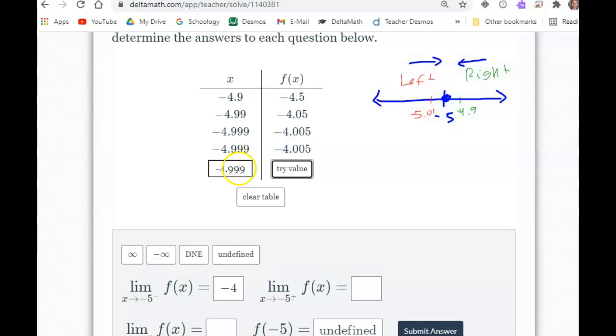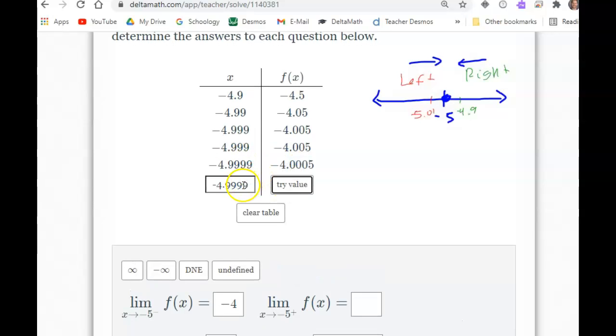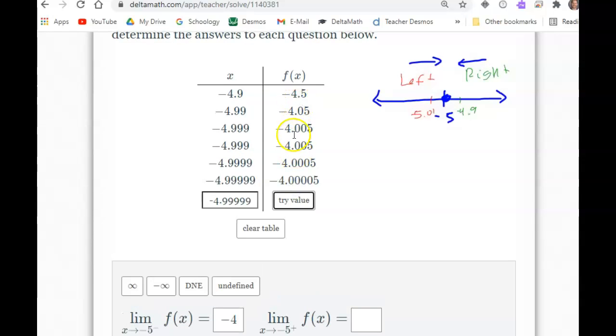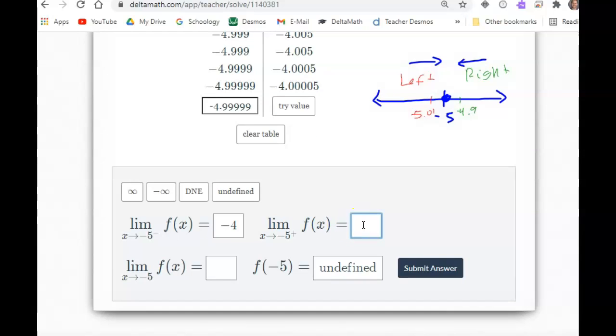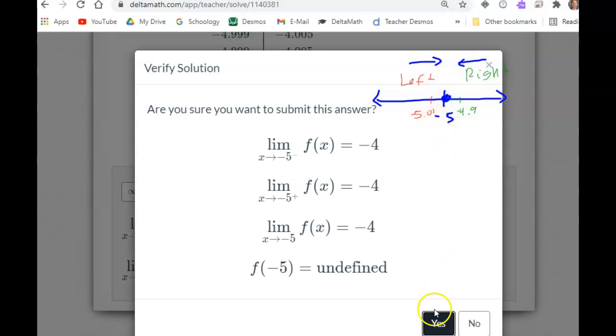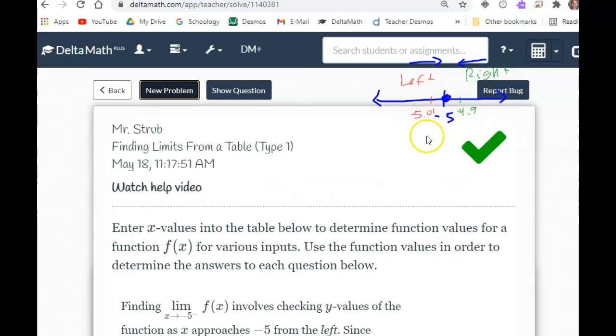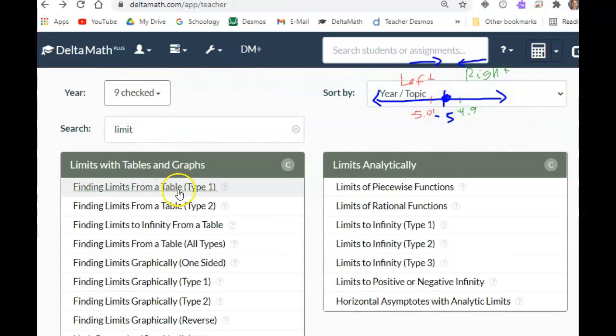Try another one. And you can see we're actually getting closer and closer to negative 4. So now we need to say, well, wait a minute. The left-handed limit has the same value as the right-handed limit. If the left and the right-handed limits are equal, that means that the two-handed limit itself is equal. Okay? And then I'll submit. And you can see we got that one there. So let me go back quick.